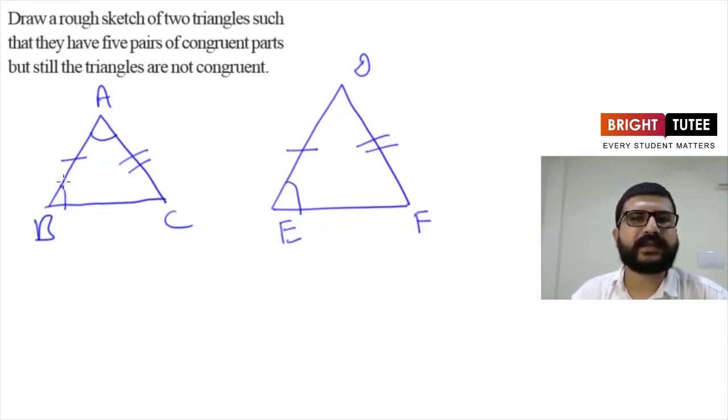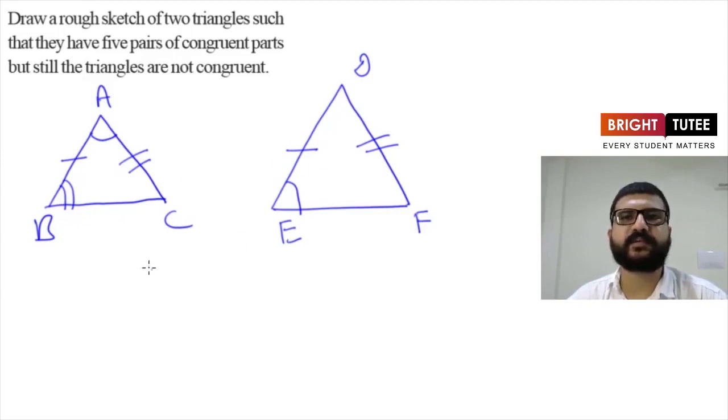Now we have to take angle B to be equal to which angle, so that none of the criteria is followed here? Suppose we take angle B to be equal to angle D. Then we get angle A equal to angle E, angle B equal to angle D, and AB equal to DE, which we have already taken. Then ASA will be followed here, and by ASA we can say that these two triangles are congruent. So we can't take angle B to be equal to angle D. So let's take angle B equal to angle F.